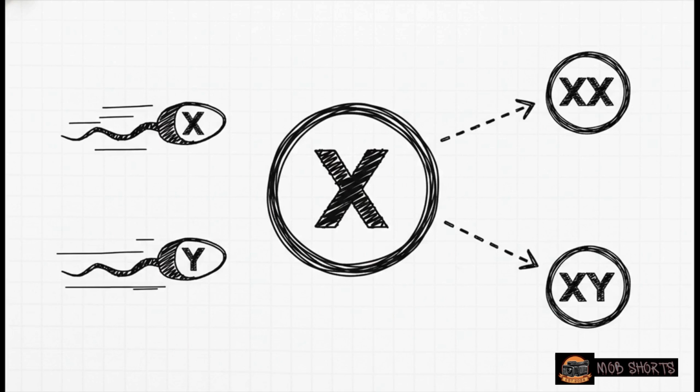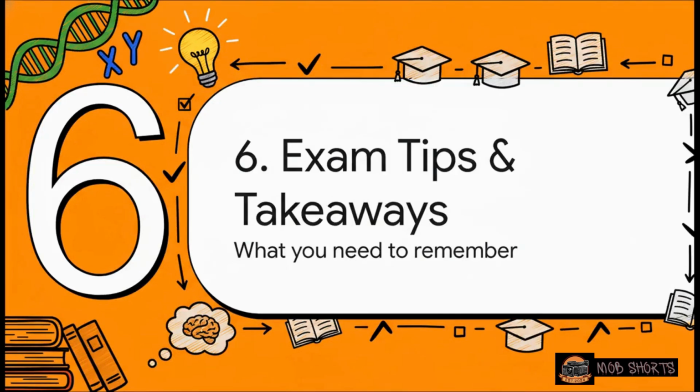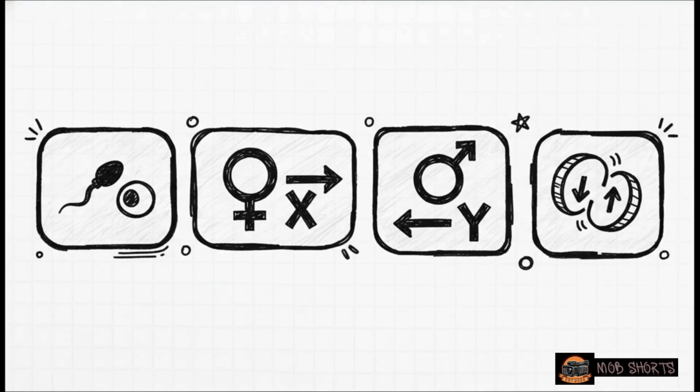If a sperm carrying an X chromosome is the one that fertilizes the egg, the child will be XX, a female. But if a sperm carrying a Y chromosome wins the race, the child will be XY, a male. It all comes down to the father's gamete. Okay, let's wrap this all up with the absolute essentials, the things you need to have locked and loaded in your brain for your exams. Let's just hammer these 4 key facts home.